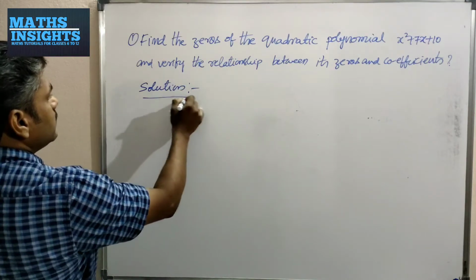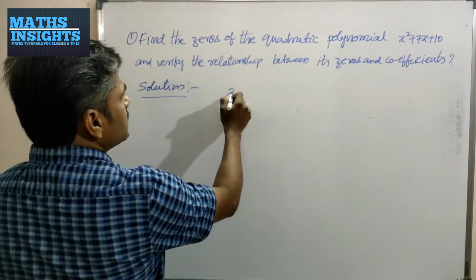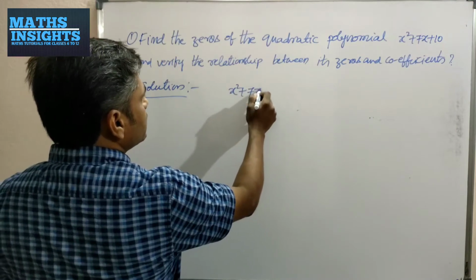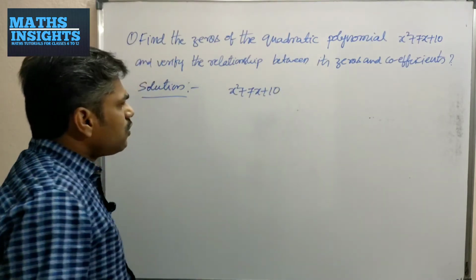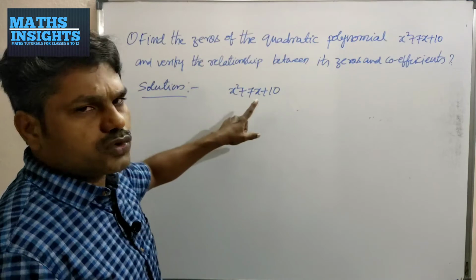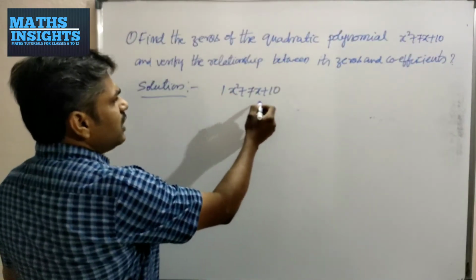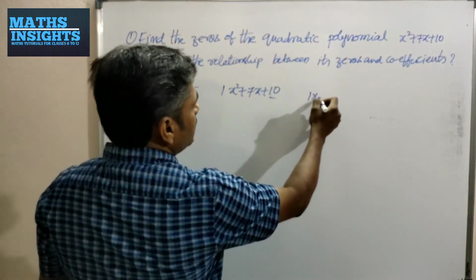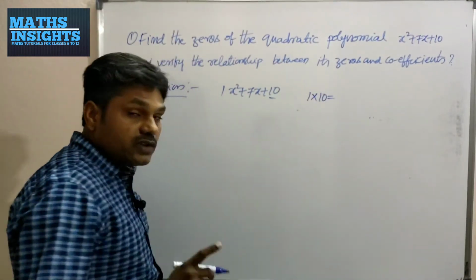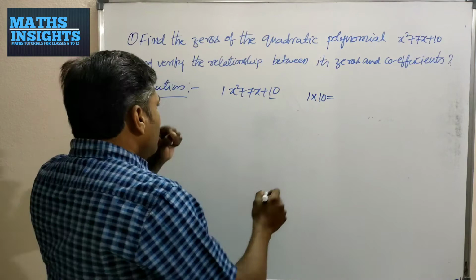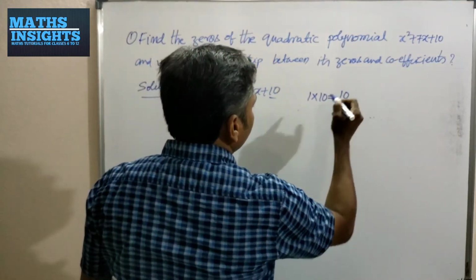Okay, see, the given quadratic polynomial is x square plus 7x plus 10. You know how to find the zeros. You have to take the coefficient of x square, see here 1, and the constant. You have to multiply these two, along with the sign. Be careful. So 1 into 10 is 10.